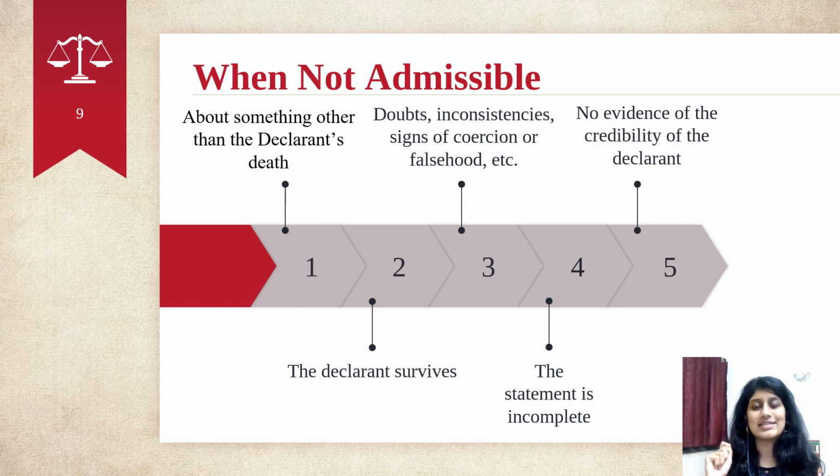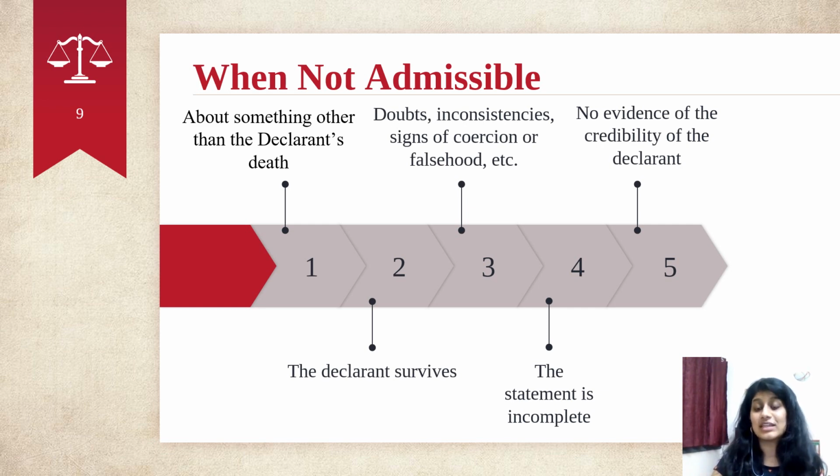2, when the declarant survives. Now, the whole point of a dying declaration is that the person who has made the statement is no longer available to be cross-examined in court, or to be questioned in court, or to give oath in court. So obviously, if the declarant survives, there is no question of it being a dying declaration. Thirdly, if there are any doubts with the dying declaration, if there are any signs of inconsistency with other evidence, if there are any signs of coercion or falsehood, etc., then obviously in those circumstances, it would be suspicious and it would not be admissible as a dying declaration.